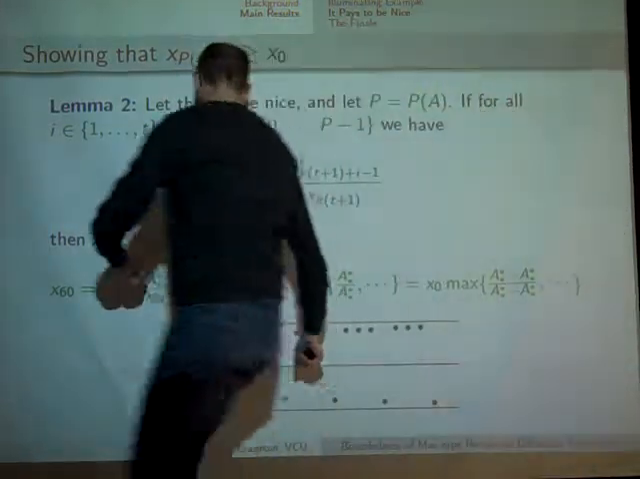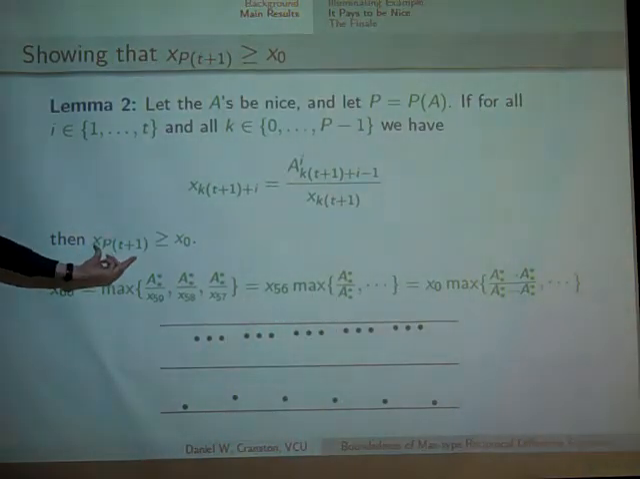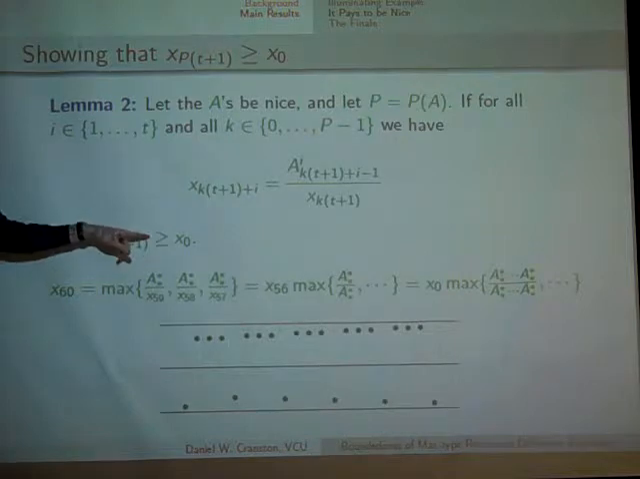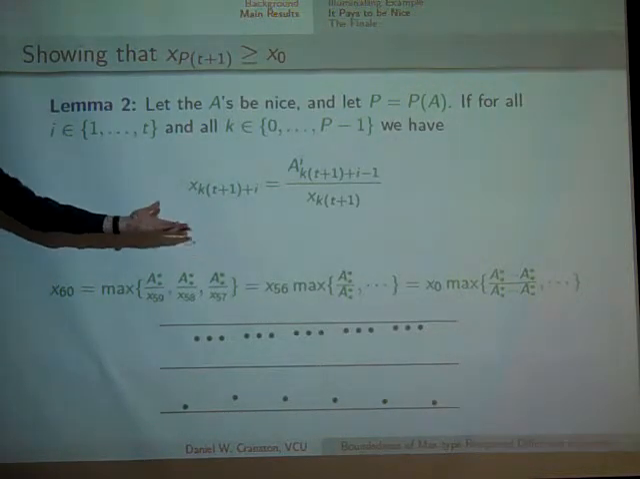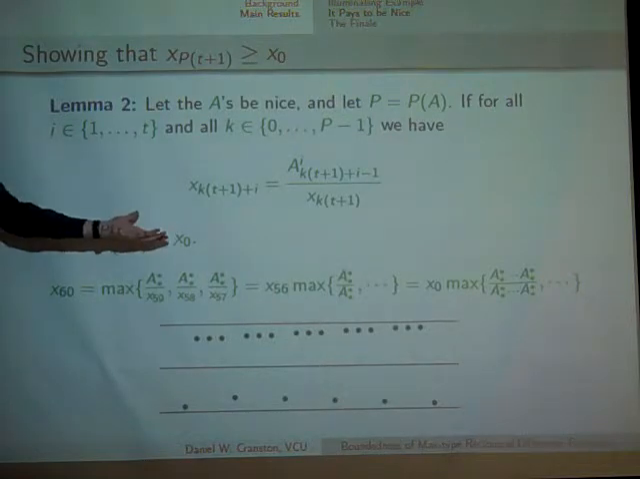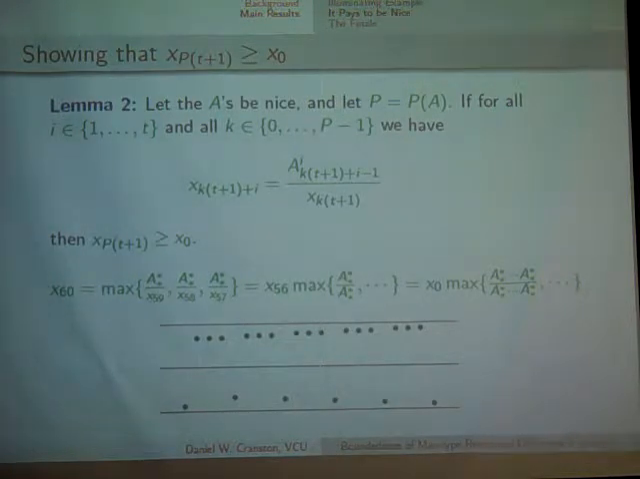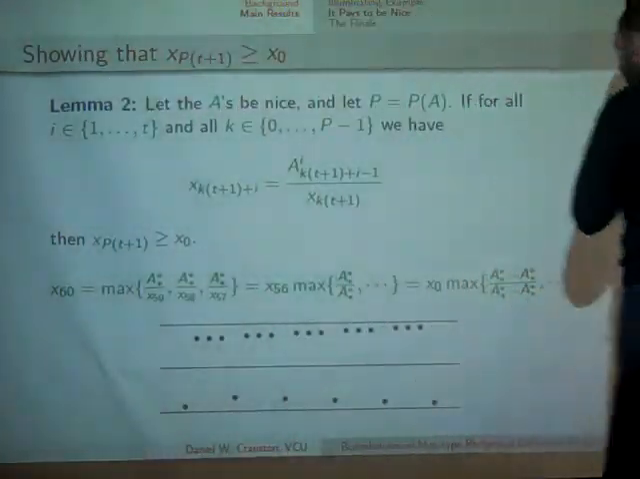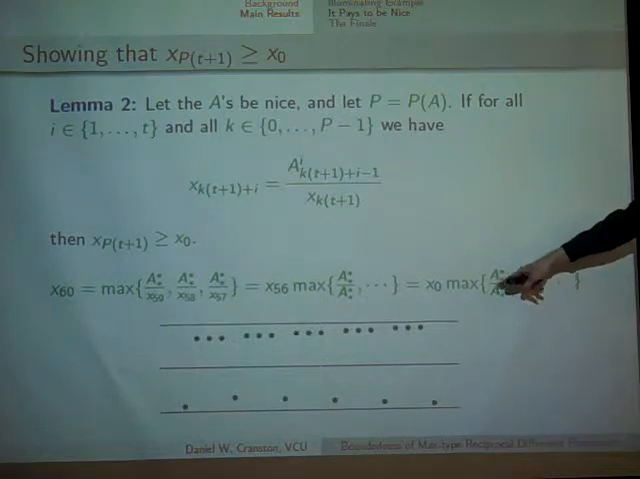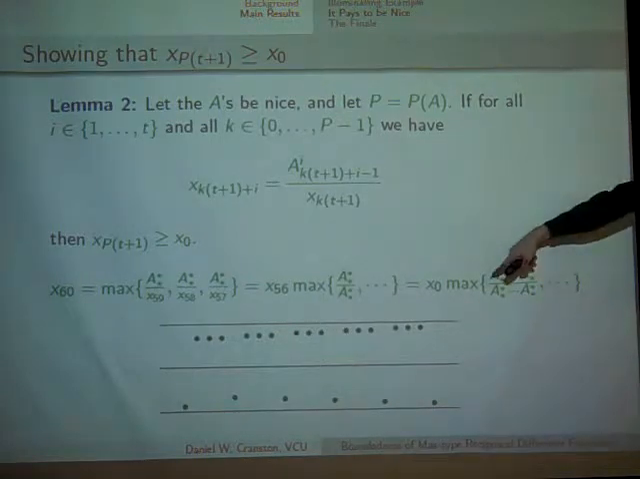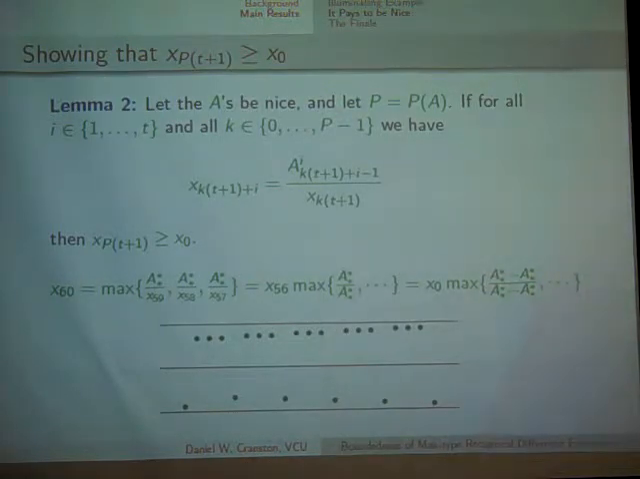Because what will that give you? That will give you x60 in our case is greater than or equal to x0 times something that's greater than or equal to 1. That'll give you that. Okay? So let me briefly show you an example of how we get this, that this is greater than or equal to 1. And I'll tell you a little bit about what it means to be nice.